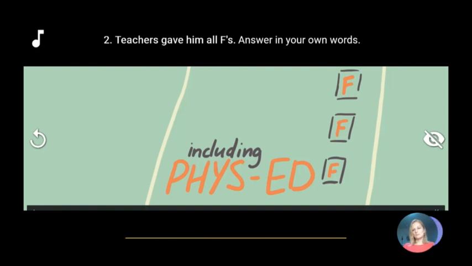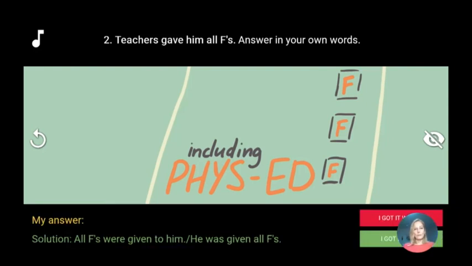Okay, let's see. The first one is, all Fs were given to him, and the second one is, he was given all Fs. Be careful, Fs are plural, so we use were, and he is singular, so we use was. Okay, I hope you got it right again.